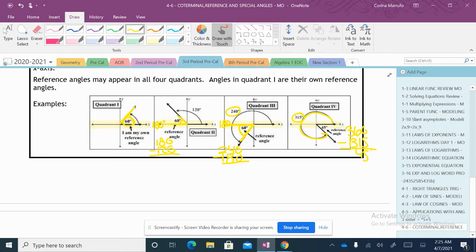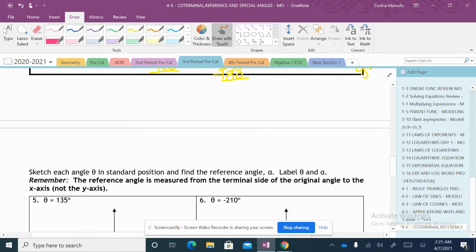And that gives us 45 degrees. So remember, that is always going to be your shortest distance from your x-axis to your terminal side. So those are called reference angles. Now for reference angles, they use this little symbol. It looks like a little fish. Okay, that's the symbol for reference angle.